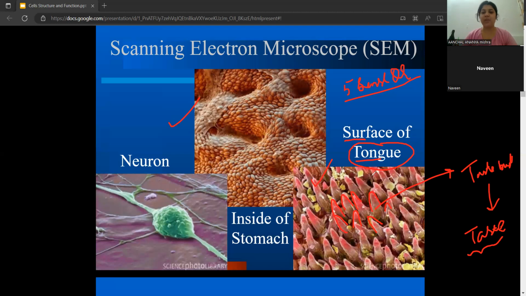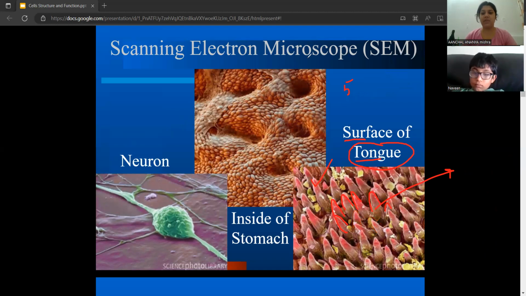So, this is what our stomach looks like in the microscope. What about this? This is the nerve cell. Under a microscope, a nerve cell will look like this. Do you want to see some other structures as well under the microscope? We'll see the head of a mosquito.